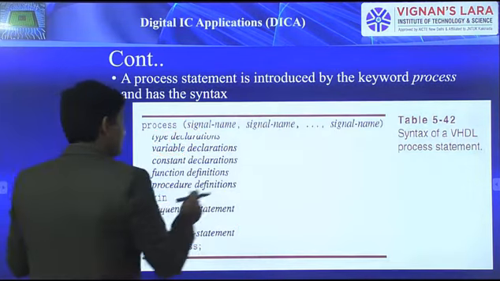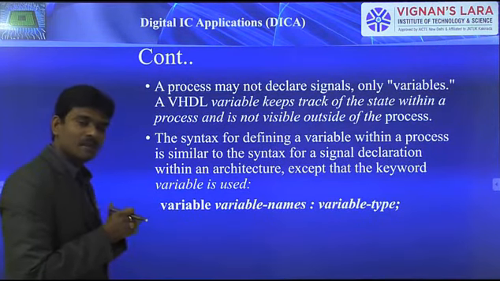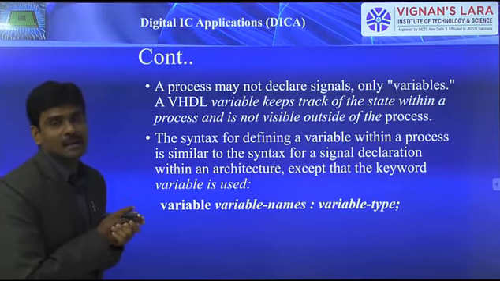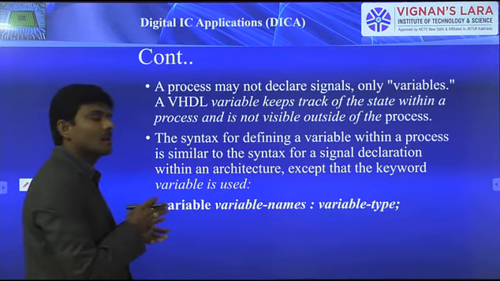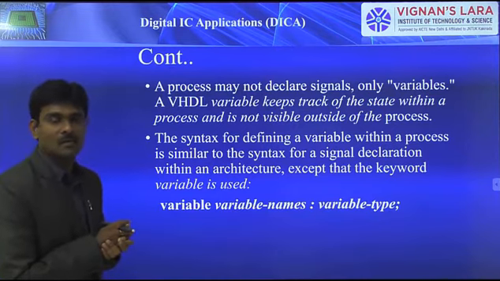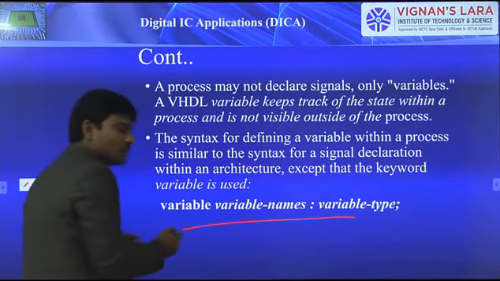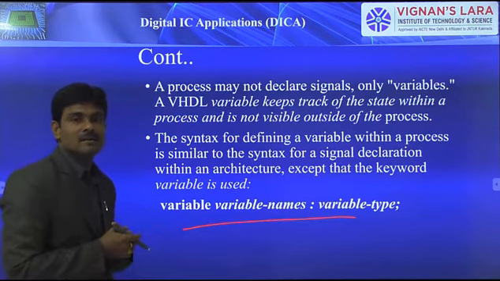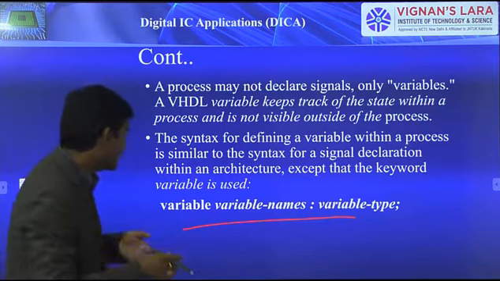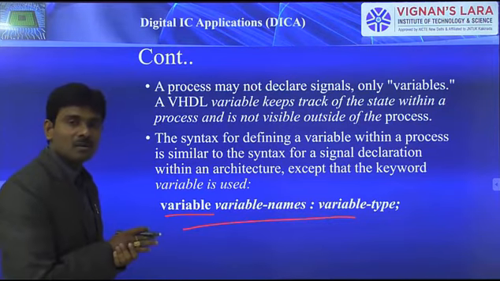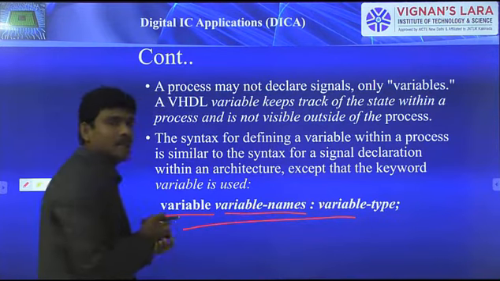Next, the main difference compared with the architecture is the variable declaration. Because of that, now we are going to describe how a variable declaration looks, and how we can declare a variable. The syntax seems to be like this. It is the same as a signal declaration, but instead of the signal keyword we use the variable keyword. So it starts with the keyword variable, and then after that, the variable names.